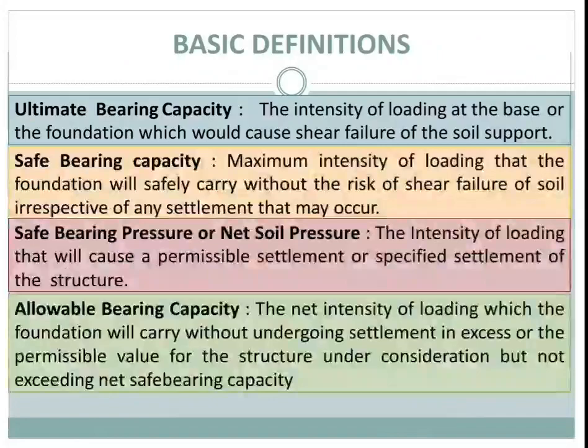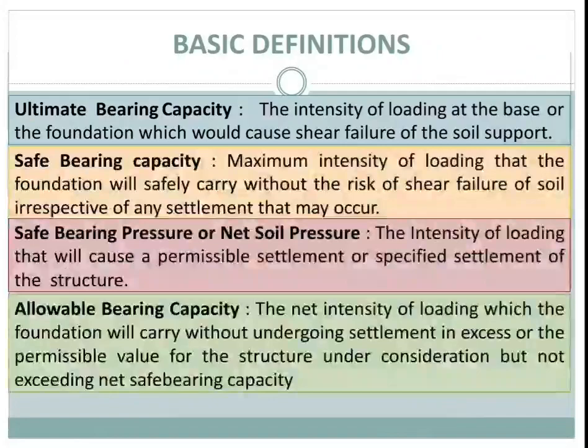Next topic is bearing capacity of soil and the basic definitions. First of all, what is bearing capacity of soil? The maximum load per unit area which the soil can carry without any failure is known as bearing capacity of soil. Next is ultimate bearing capacity of soil: the intensity of loading at the base of the foundation which would cause shear failure of the soil support. Next is safe bearing capacity: the maximum intensity of loading that the foundation will safely carry without the risk of shear failure or without any settlement.